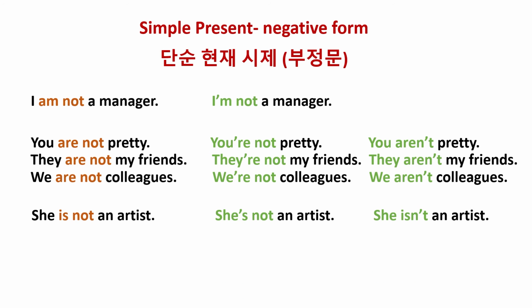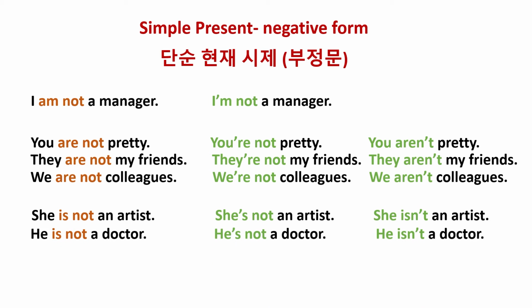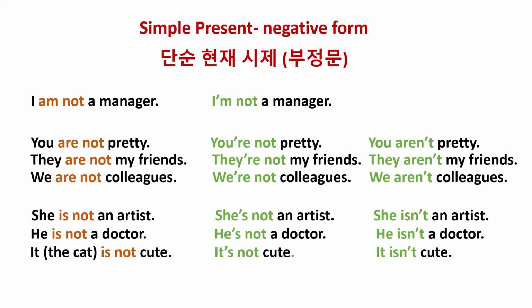She is not an artist. She's not an artist. She isn't an artist. He's not a doctor. He isn't a doctor. It is not cute. It's not cute. It isn't cute. So the forms that you can see in green are the short forms that we can use in speaking.